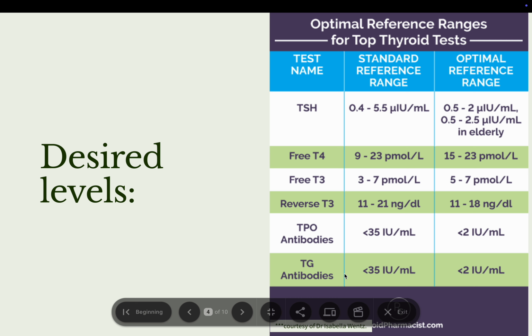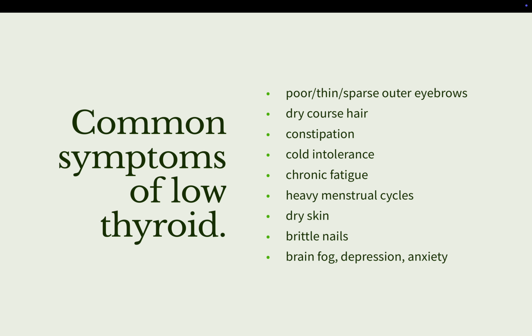The same thing with the thyroglobulin antibodies, okay? You just kind of don't want any of them. Some people will allow you to get to 35. You just don't want them, okay? All right. What are the common symptoms of low thyroid? This is kind of where the patients know something's off, but they can't put their finger on it.